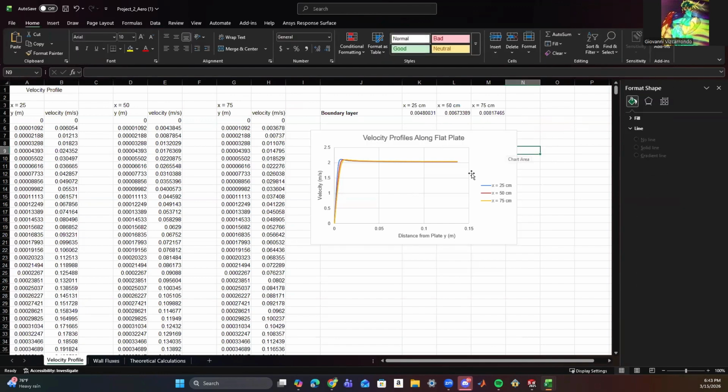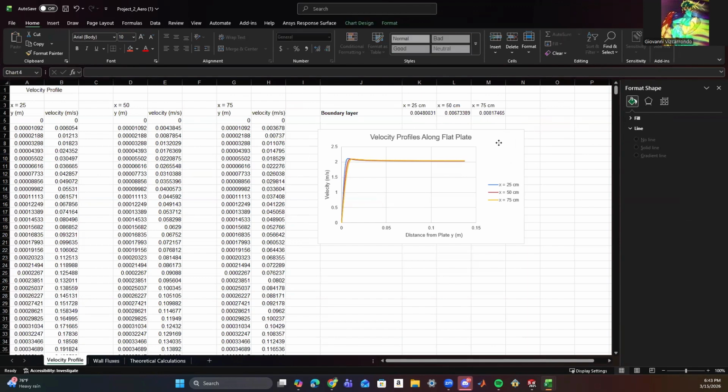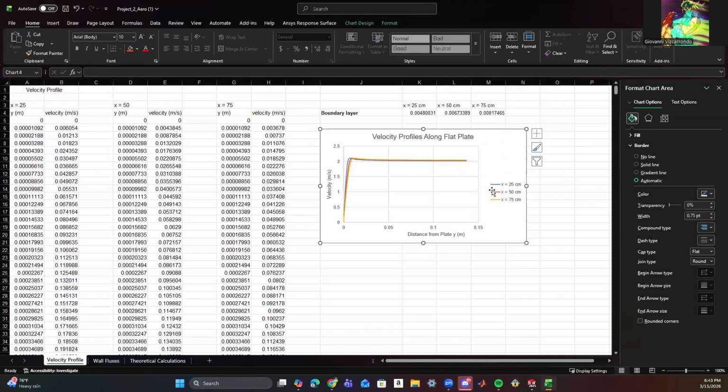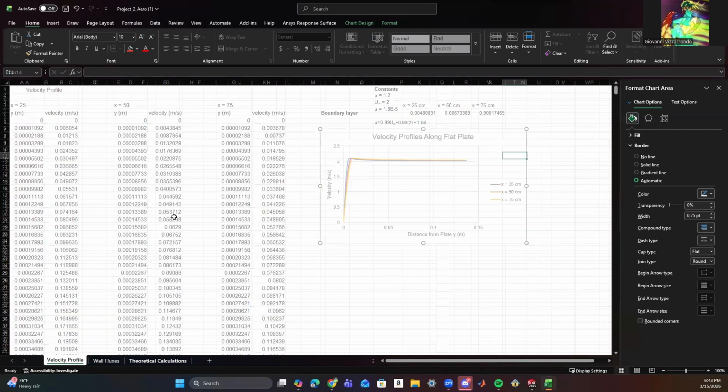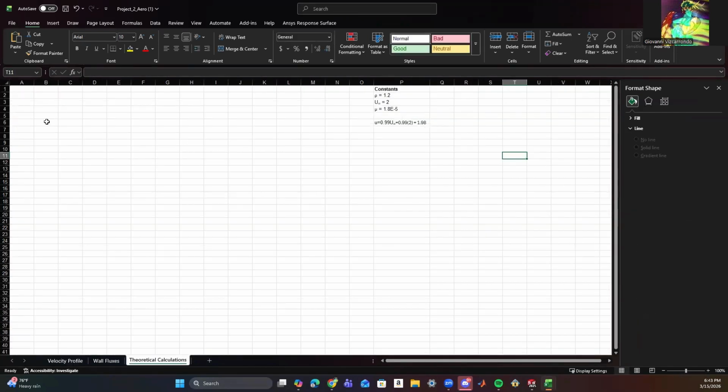Excellent. Okay, good. Velocity profile graph. See, boom. They're all relatively similar. Now we're gonna go back to our, we're gonna need this in a little bit, in our theoretical calculations. Right now we're just gonna create another table.